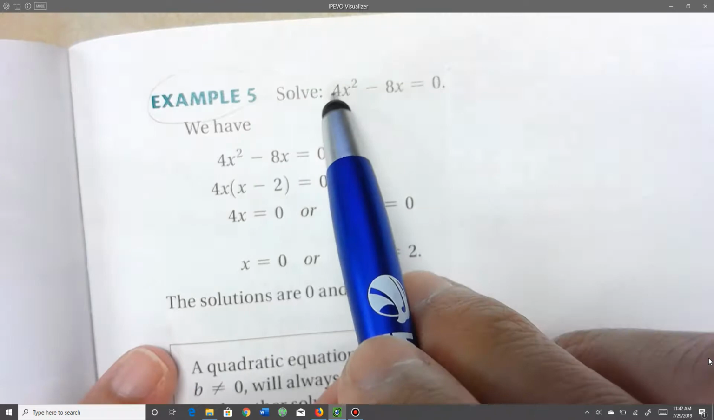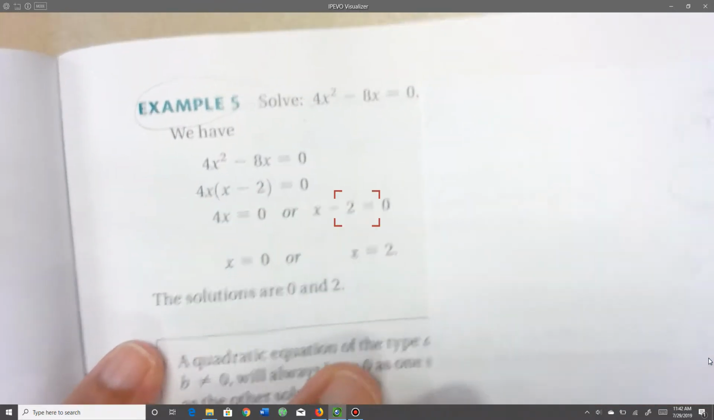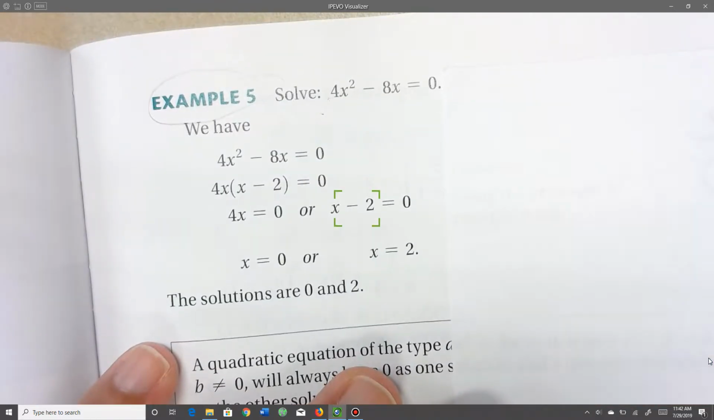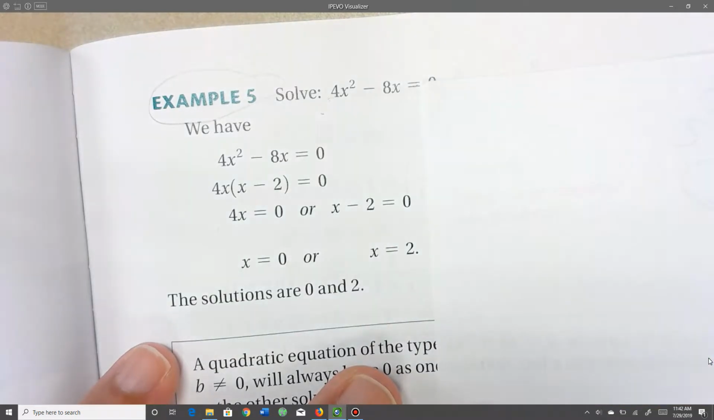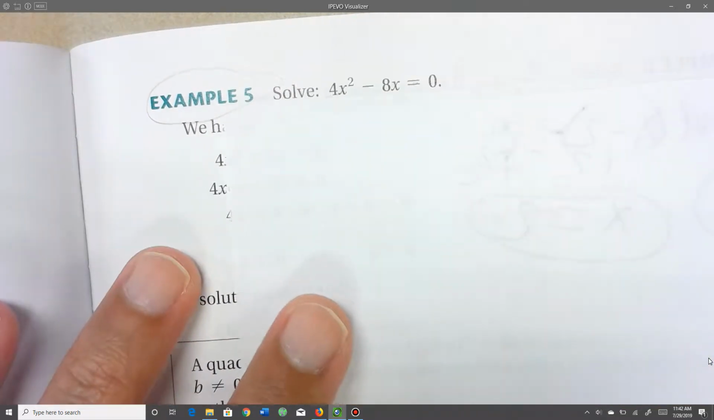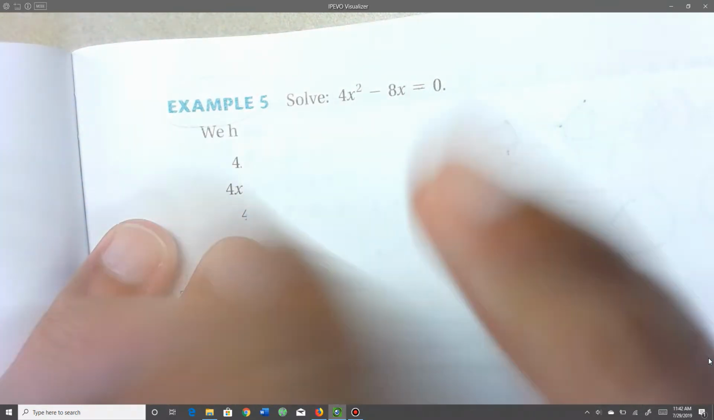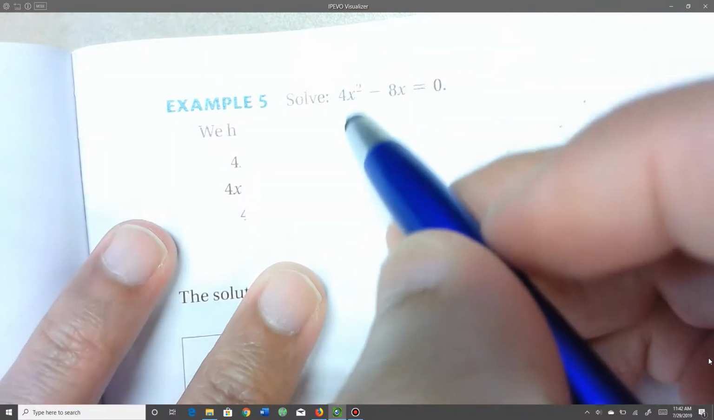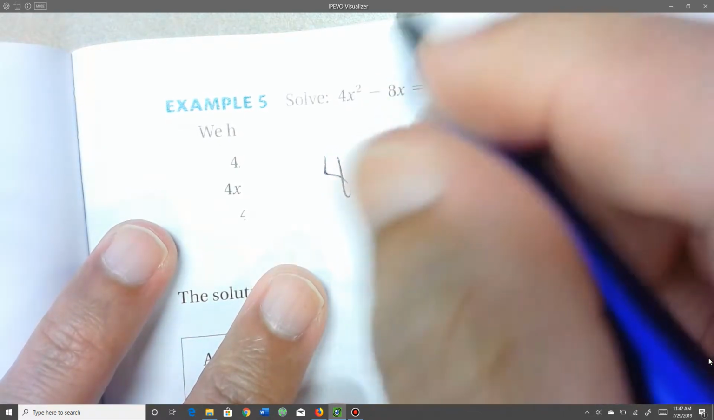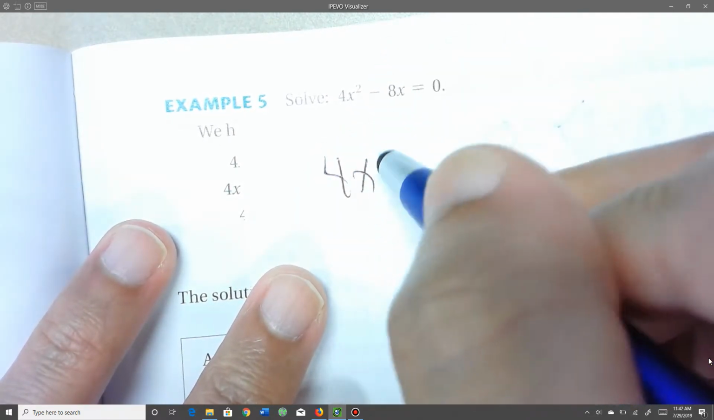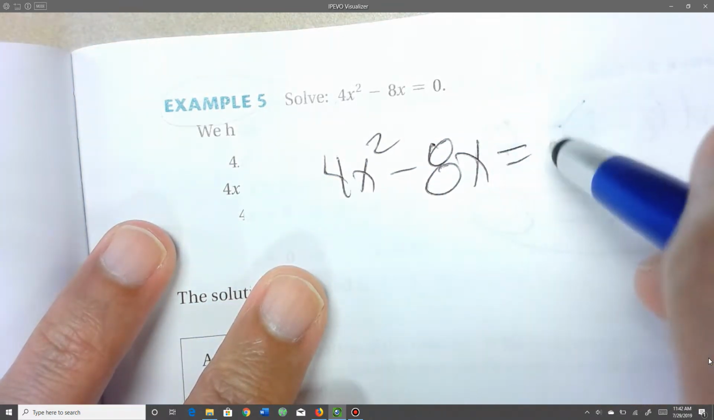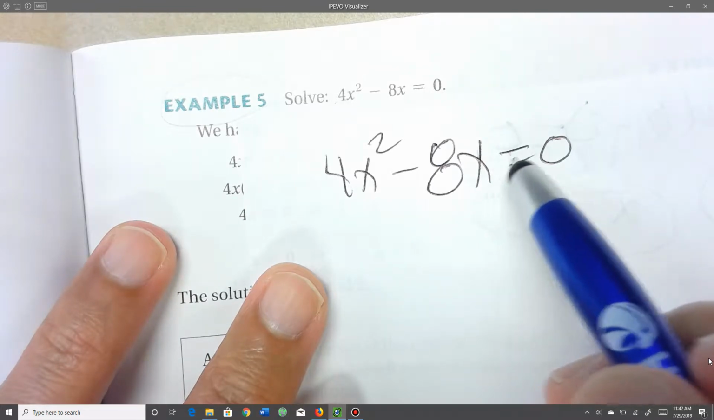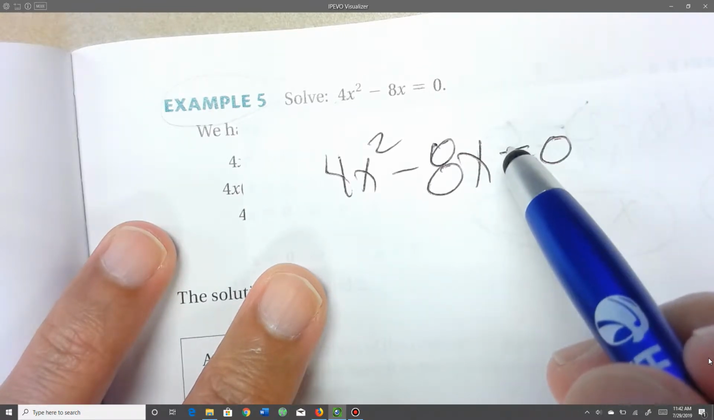Because the leading coefficient is positive and the power is 2, and it says equals 0. The only difference is that now we don't have the third term in there. We are missing a term, which is the constant. So I'm just rewriting here the equation. 4x squared minus 8x equals 0. See, now I can see that I'm missing the constant here.